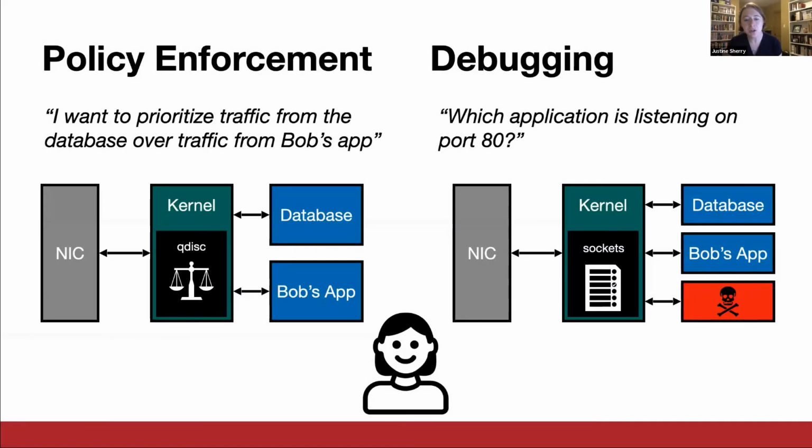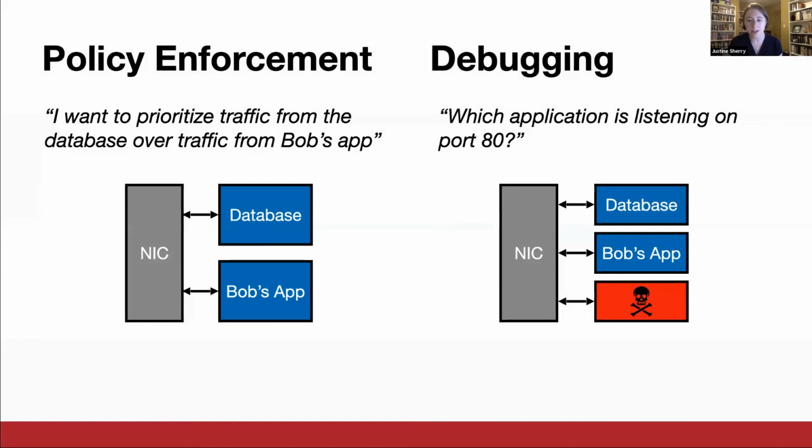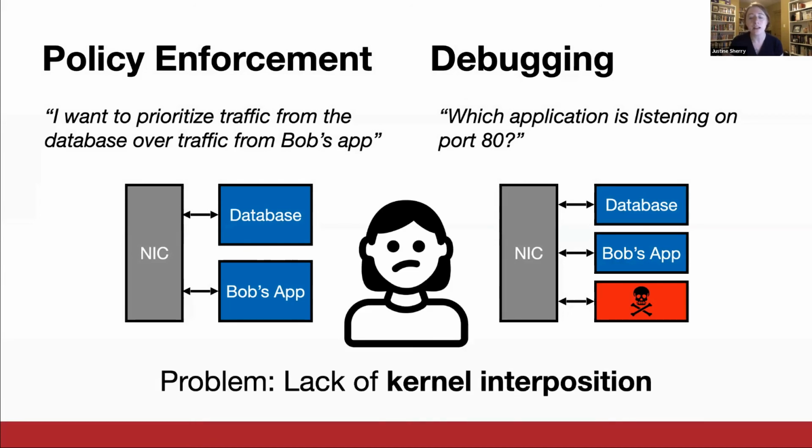So Alice is used to having handy tools. And when we get rid of those handy tools, Alice can't handle these problems. She has a lack of kernel interposition. Now, we're not the first to notice the lack of kernel interposition.